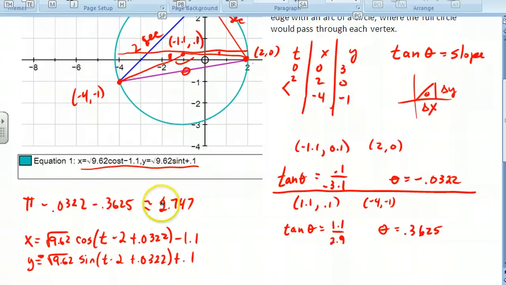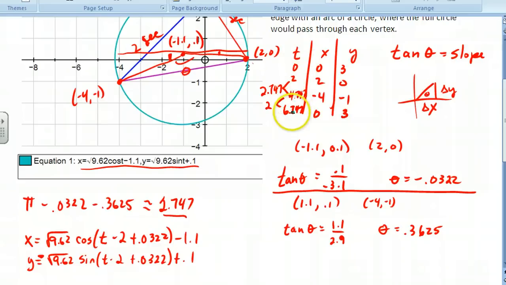Okay, now I've got this value of 2.747. That has to be the difference between these two values. So when I'm doing my intervals, I need to use not just 0, 2, 4, and so on. I need to use these intervals. I still want this last segment to take 2 seconds, so I'm still going to have a difference there of 2. And that's going to bring me back to 0, 3. So when you set up your parametric equations in your piecewise situation, you're going to have to take these different intervals into account. So when you type this into your calculator, that's what you're going to have.